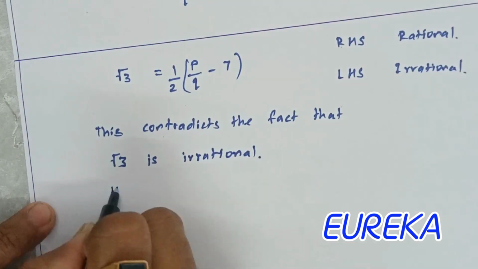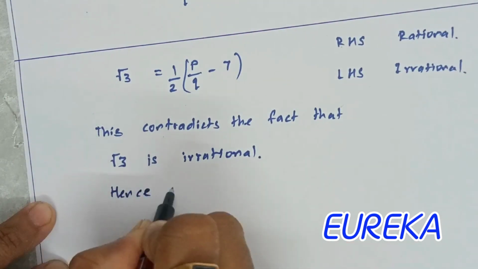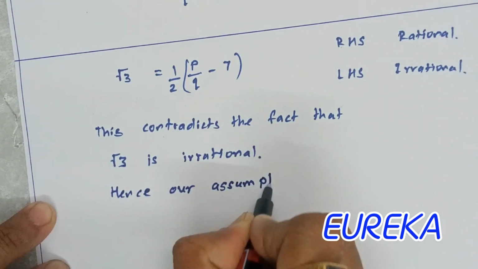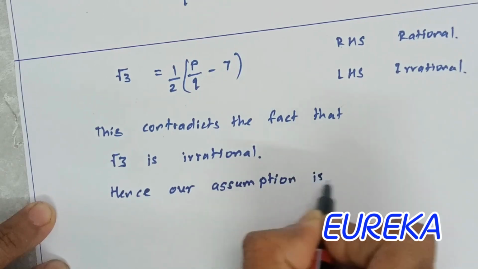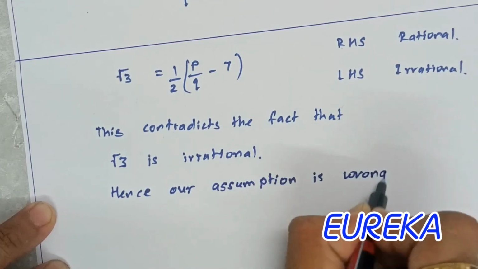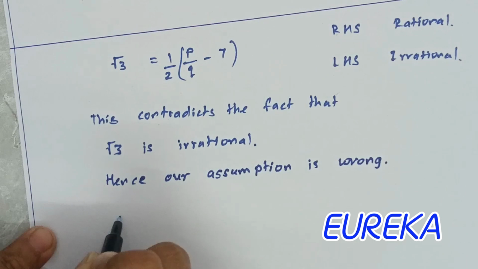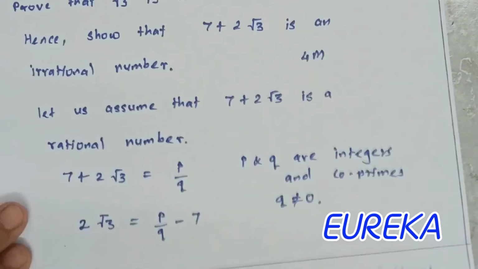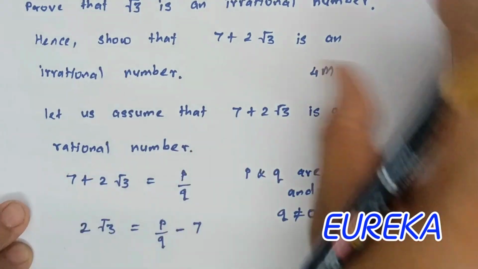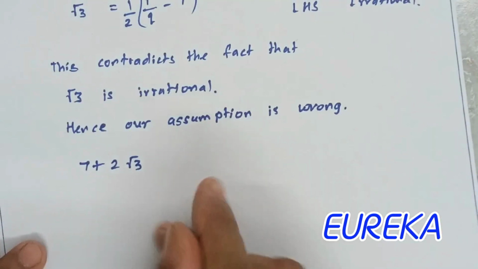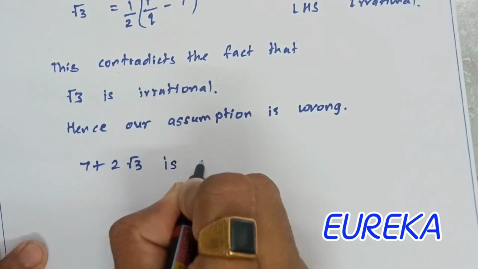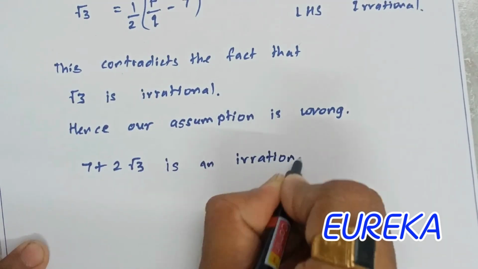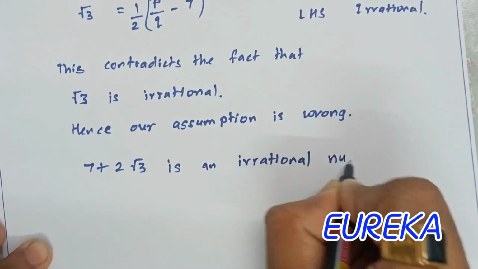So hence our assumption is wrong. What we assumed is wrong. What was our assumption? That 7 plus 2 root 3 is rational. So if it is wrong, what is true? 7 plus 2 root 3 is an irrational number.